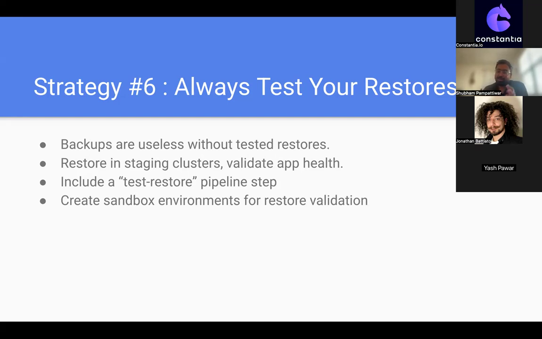You could also include a test restore pipeline step in your CI or deployment, where for whatever app is getting productized or deployed, you take a backup of it and also do a restore of it in your pipeline itself, so that it ensures whatever code is getting pushed, on failure you could restore it. You could also use sandbox environments for validating such restores.